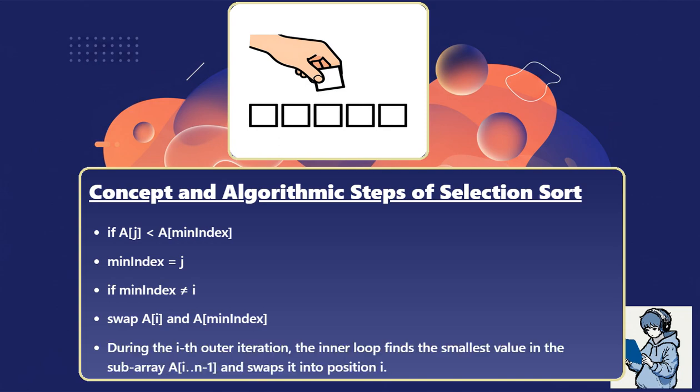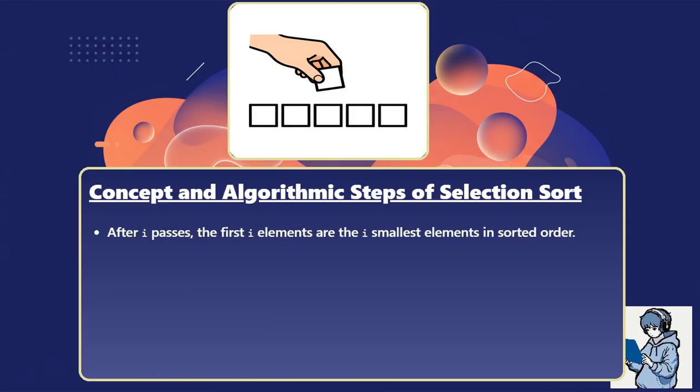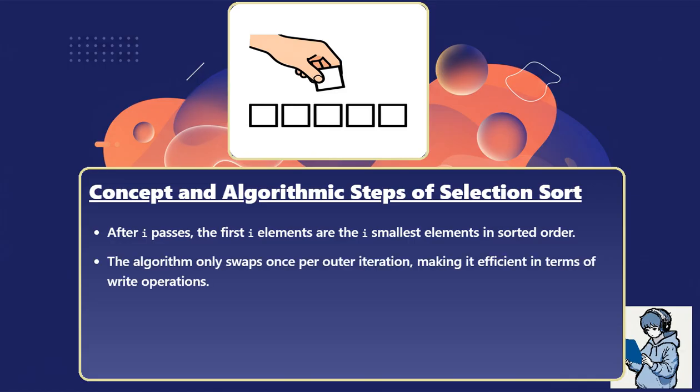During the ith outer iteration, the inner loop finds the smallest value in the subarray a sub i to n-1 and swaps it into position i. After i passes, the first i elements are the i smallest elements in sorted order. The algorithm only swaps once per outer iteration, making it efficient in terms of write operations.